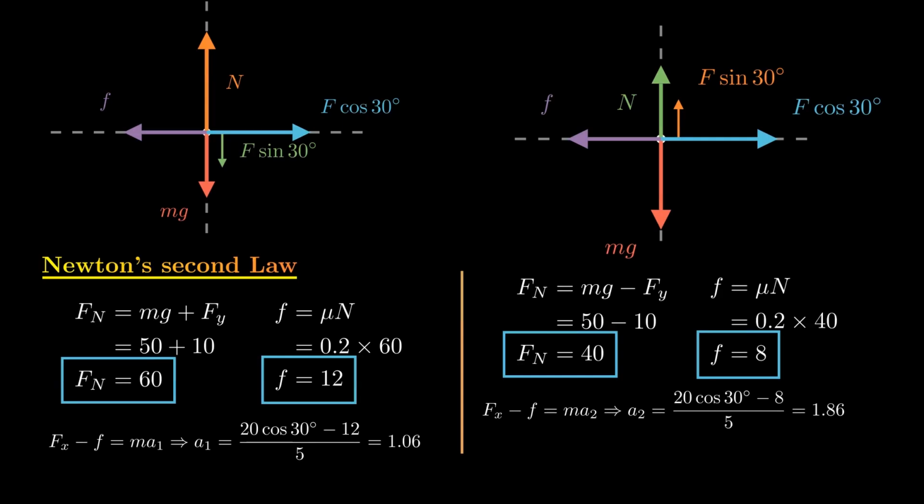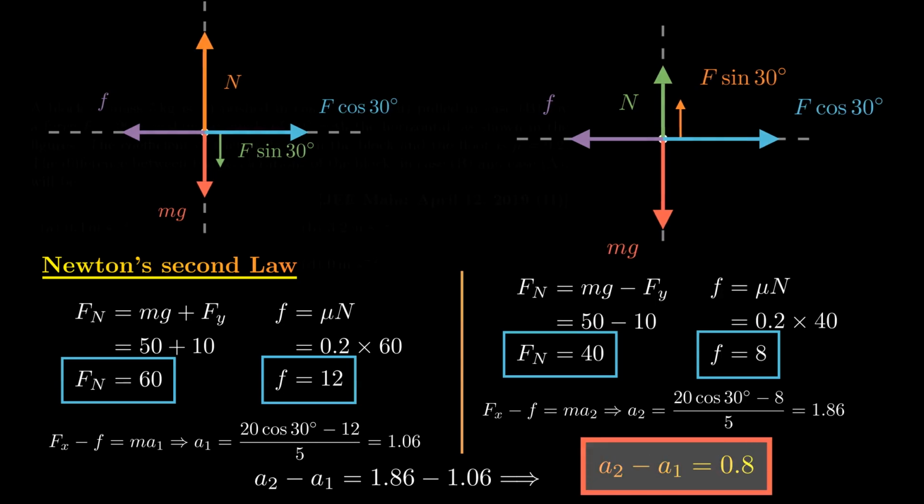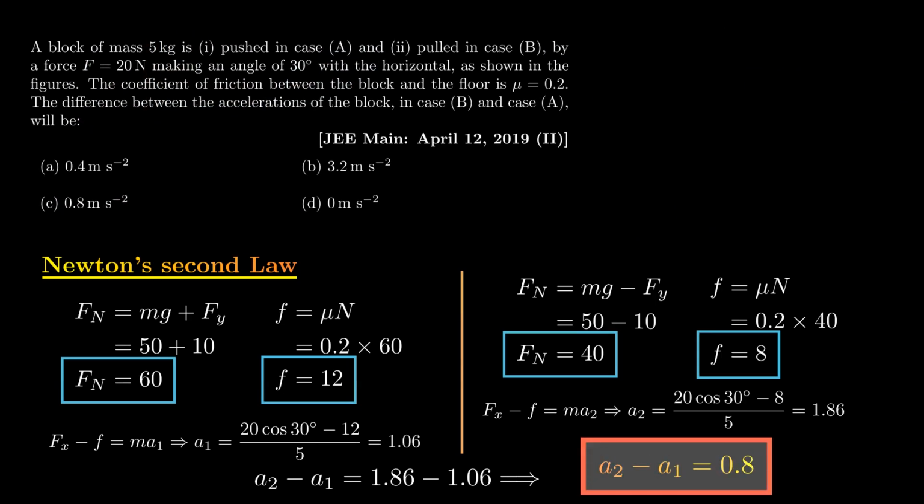So it is clear that acceleration is greater when you are pulling the object and acceleration is lesser when you are pushing the object. You can clearly see the difference in acceleration is 0.8. So option C would be our answer.